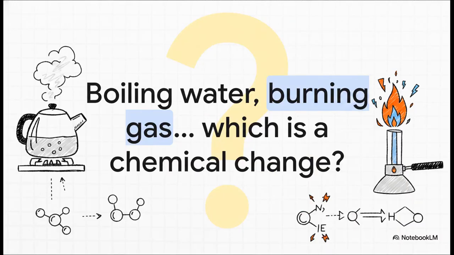Okay, right out of the gate, let's get those brains fired up. Think about this. You see changes all around you every single day. Water boiling for coffee, the gas flame on your stove. They seem kind of similar, right? But one of them is a totally different beast. One's just a temporary physical change, and the other, it's a permanent chemical one. So which one is which?